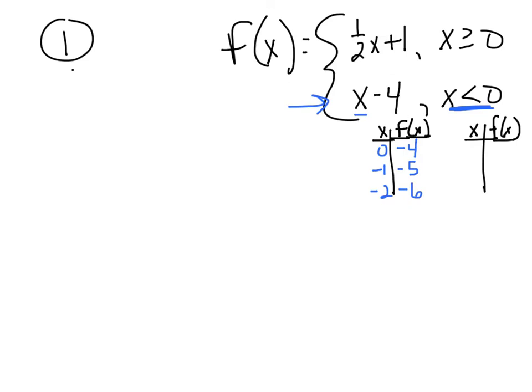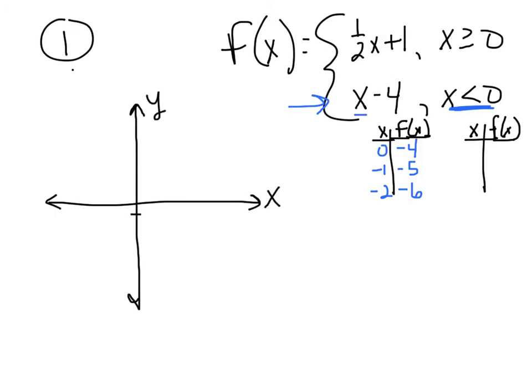So I'm going to graph this. So negative 1, negative 2, negative 3, negative 4, negative 5, negative 6. So (0, negative 4), (negative 1, negative 5), (negative 2, negative 6).